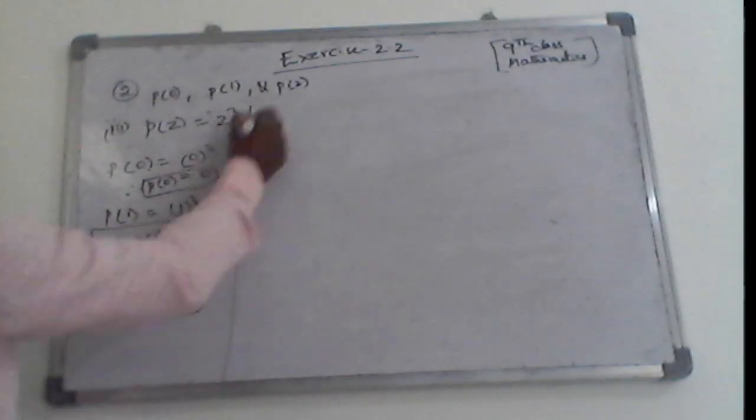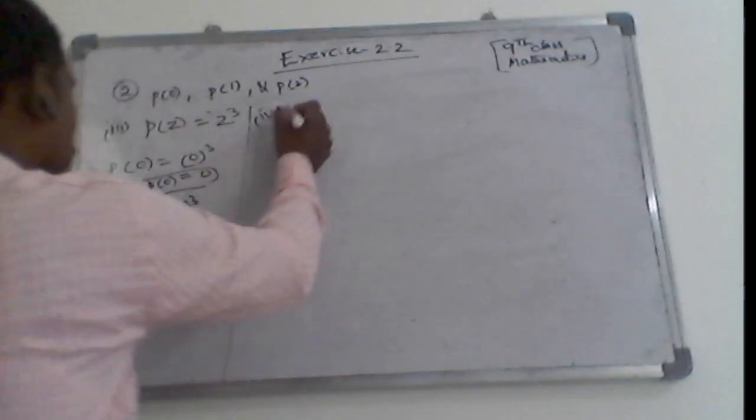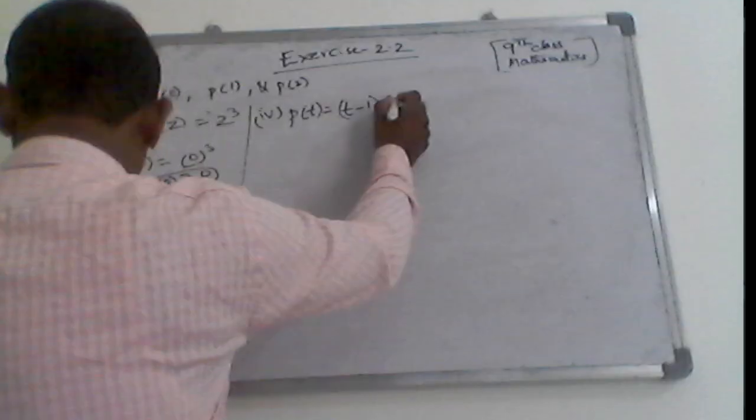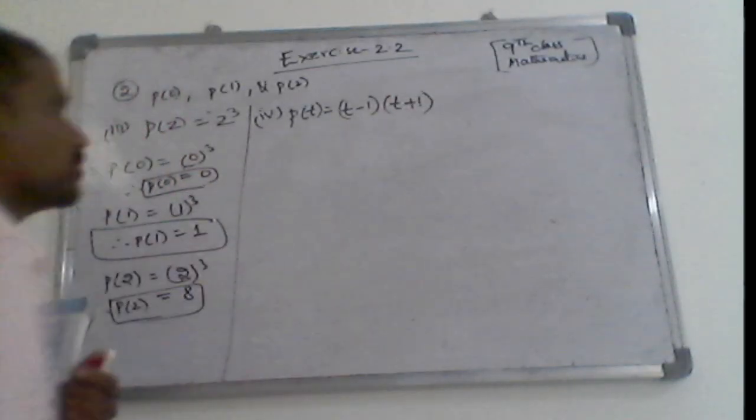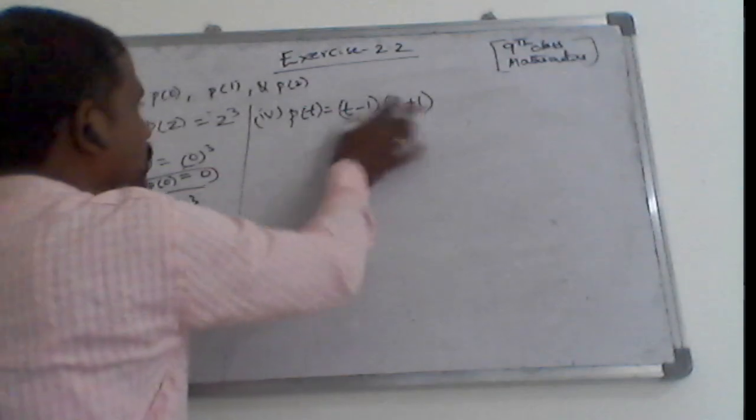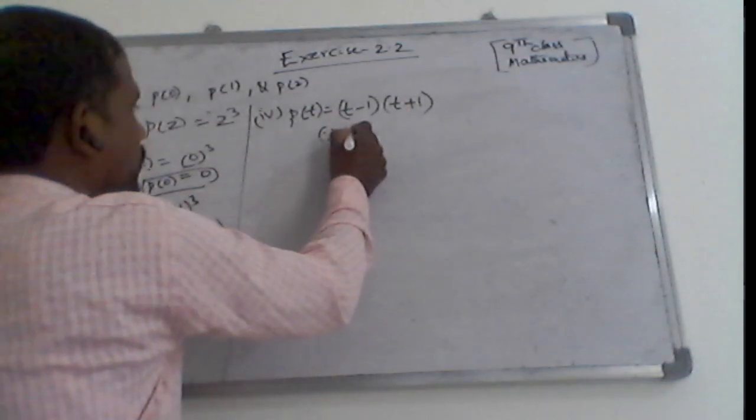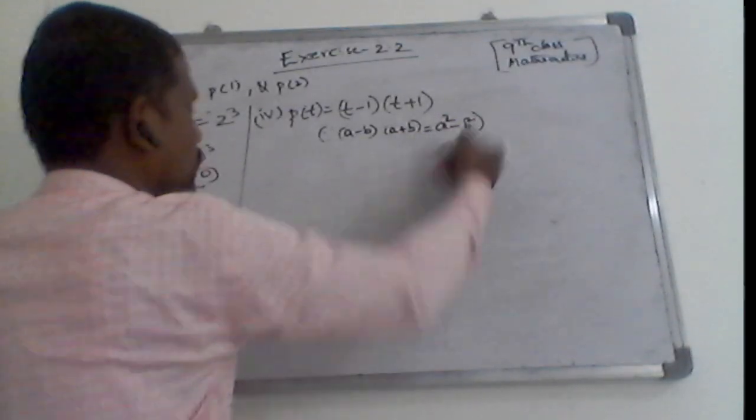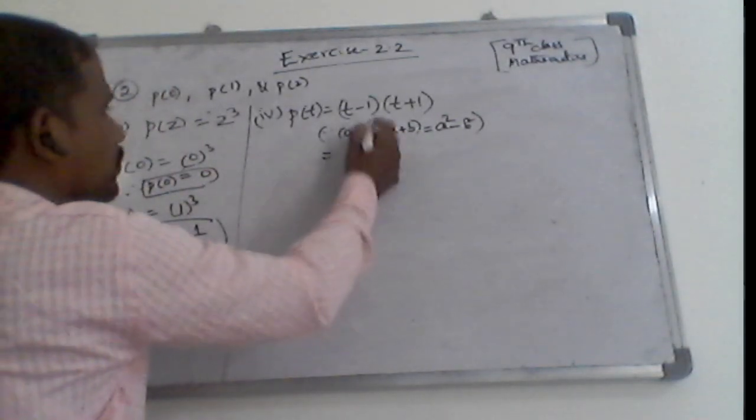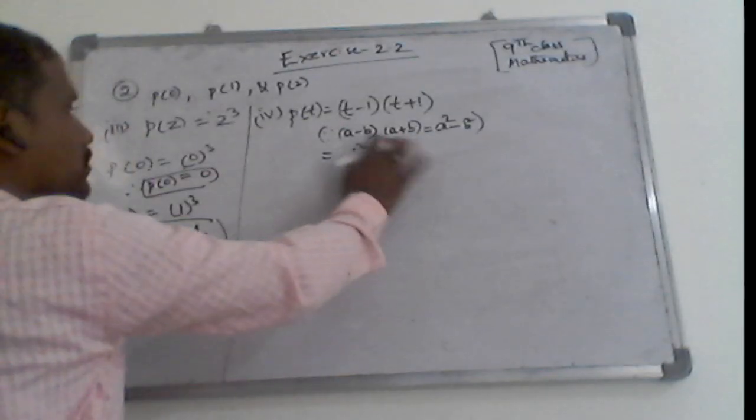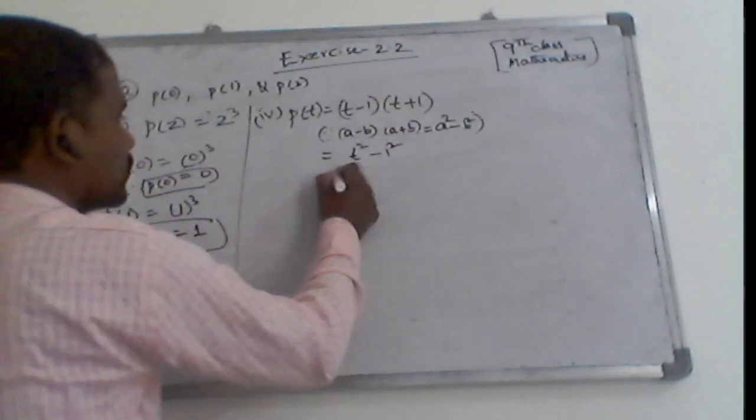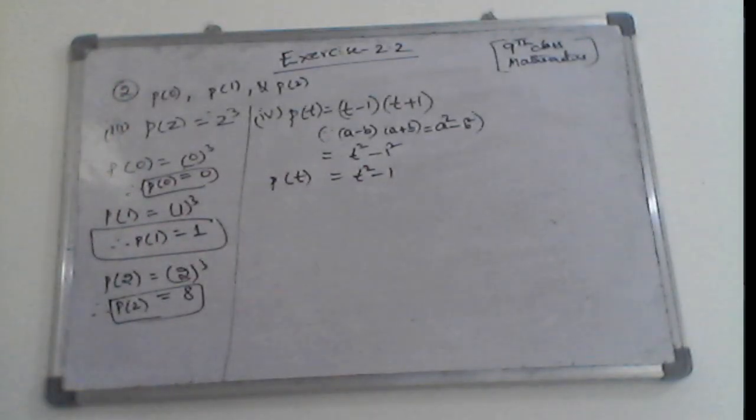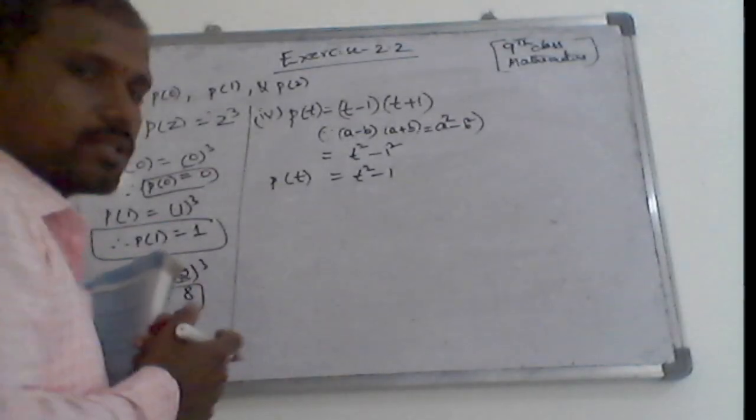So, next one, question number 4. P of t equal to t minus 1 into t plus 1. So, multiply these two terms. a plus b into a minus b equals a square minus b square. Here a square means t square, minus 1 square, that means t square minus 1. P of t equal to t square minus 1.